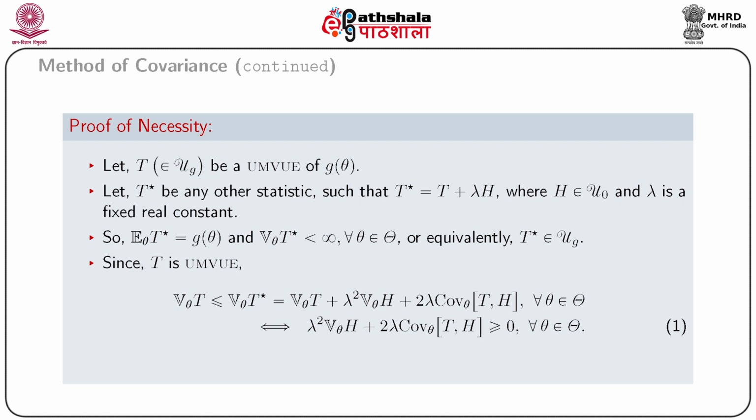Since T is a UMVUE, variance of T is less than or equal to variance of T star for all theta. Now variance of T star is equal to variance of T plus lambda square times variance of H plus 2 times lambda times covariance of T and H. This implies lambda square times variance of H plus 2 lambda times covariance of T and H is greater than or equal to 0 for all theta. We write this as equation 1.